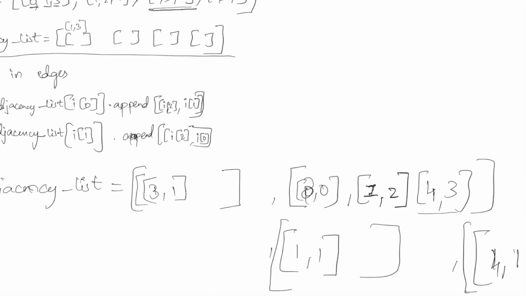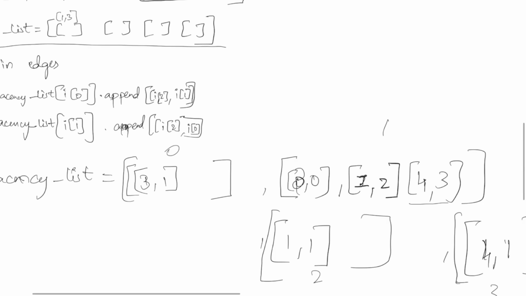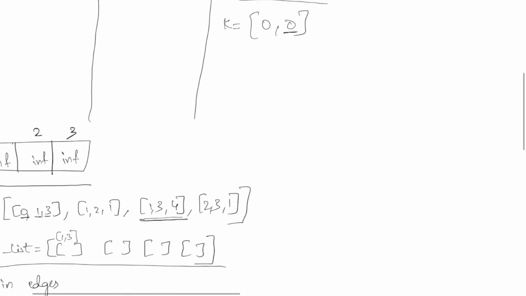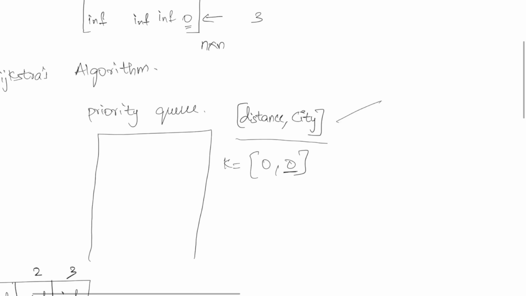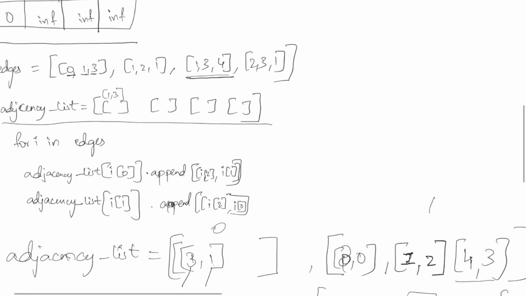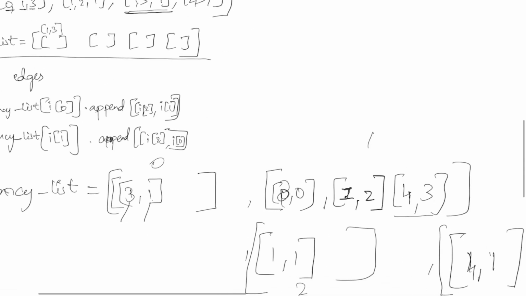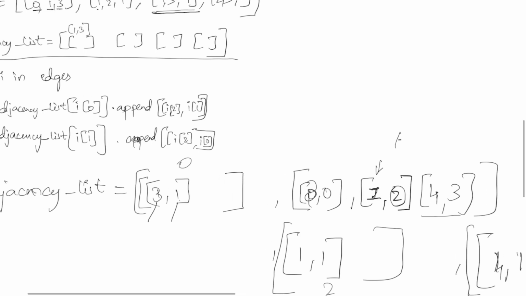0th index, 1 index, 2 index, 3 index, which means 0th city, first city, second city, third city. From the 0th city you can go to the first city with a distance of 3. That's what I've written. I'm following this particular format: we'll first indicate the distance and then the city. Okay, and here they are saying you can go from 1 to 2, 2 to 1 with a distance of 1. See, you can go to 2 with a distance of 1 from 1. Okay, that's how I am trying to update the adjacency list.